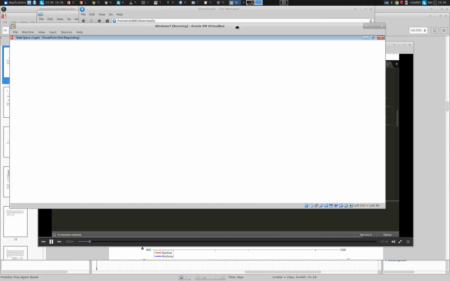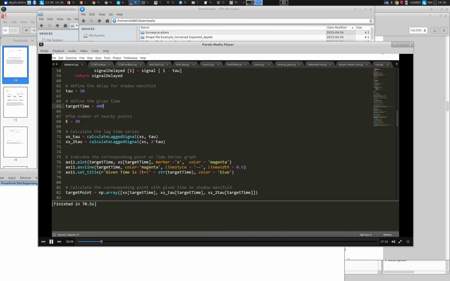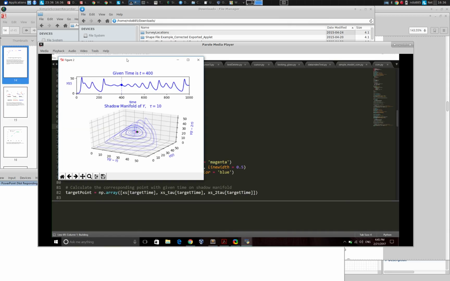We're still getting PowerPoint having problems here. I will show you a further tool. I think this is the same basic mechanism here.